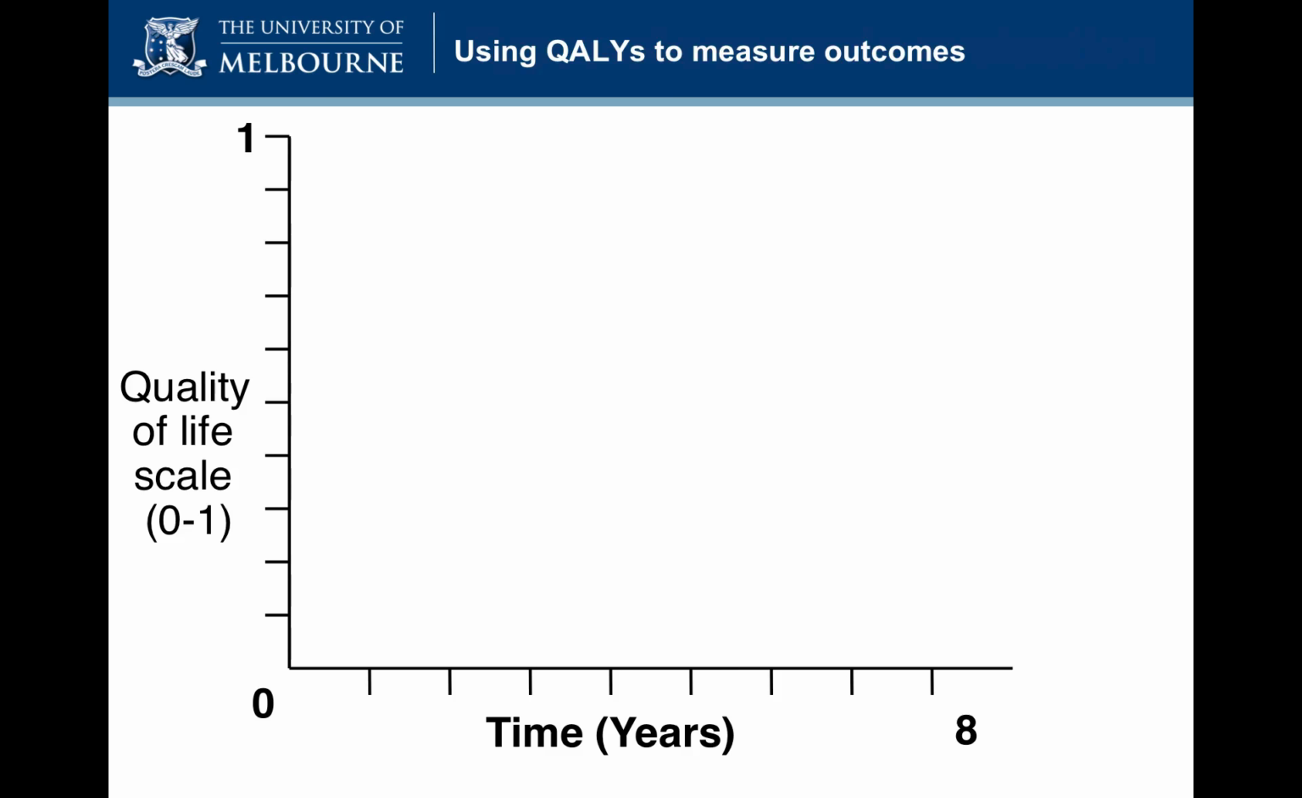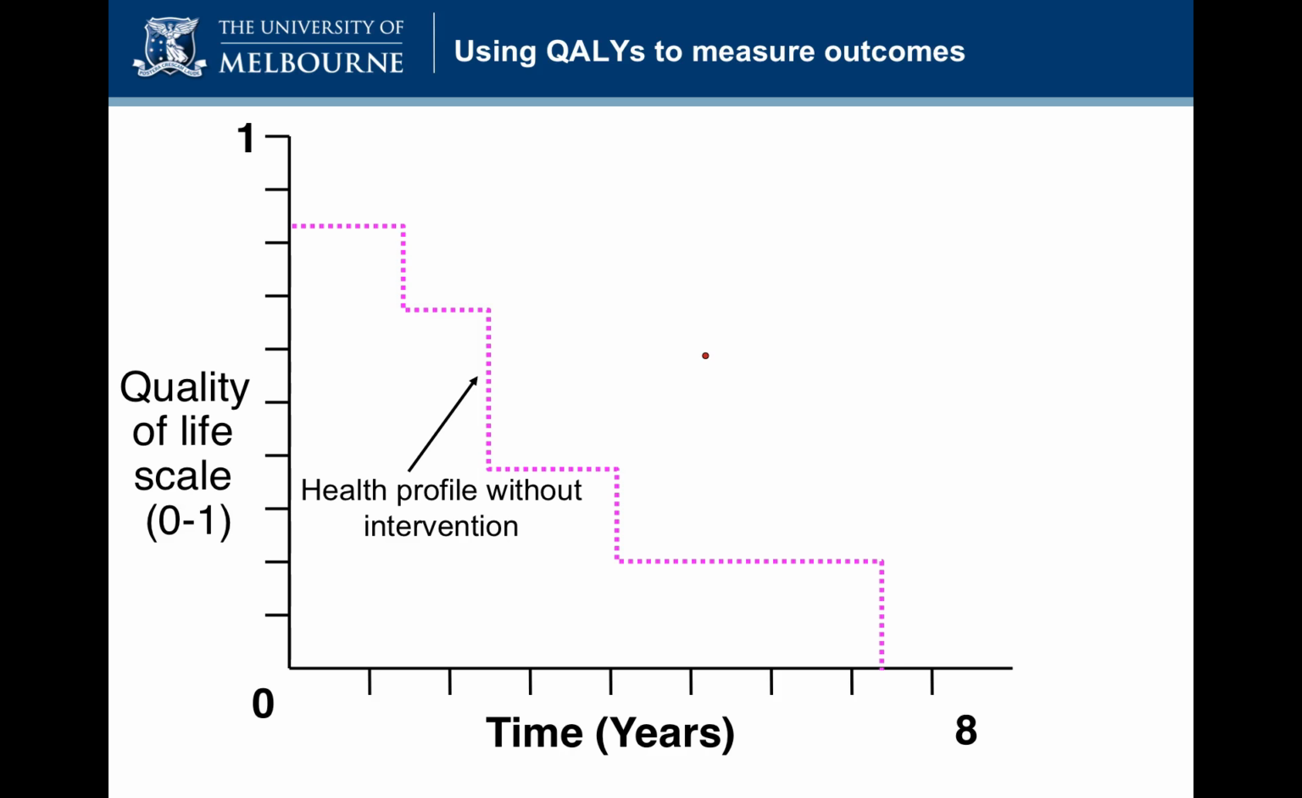And what we've got is basically on the vertical axis, a quality of life scale. And on the horizontal axis, we've got durations of time. And as you can see here, what we can do is map out a potential profile of quality of life over time for somebody who doesn't receive an intervention, and then compare that with a profile for somebody who does receive an intervention. As you can see, we've got many ways we could potentially compare these two profiles.